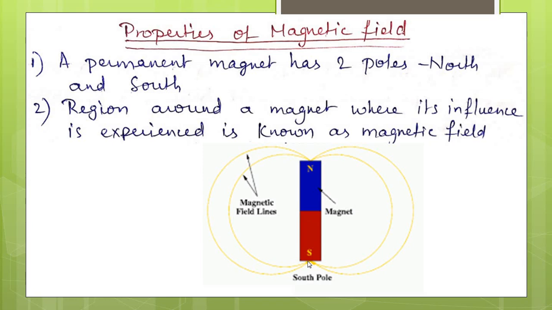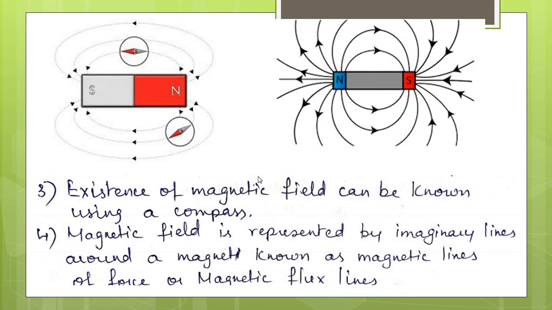So we'll see some of the properties of the magnetic field. You can see a magnet here which has a north pole and a south pole. Any permanent magnet has two poles, the north pole and the south pole, and the region around the magnet where the influence of the magnet can be experienced, we call the magnetic field. Whether the magnetic field is present or not can be known by using a compass. If you bring a compass closer to a magnet, it will show the direction of the north and south poles. So the presence of the magnetic field can be known by using a compass.